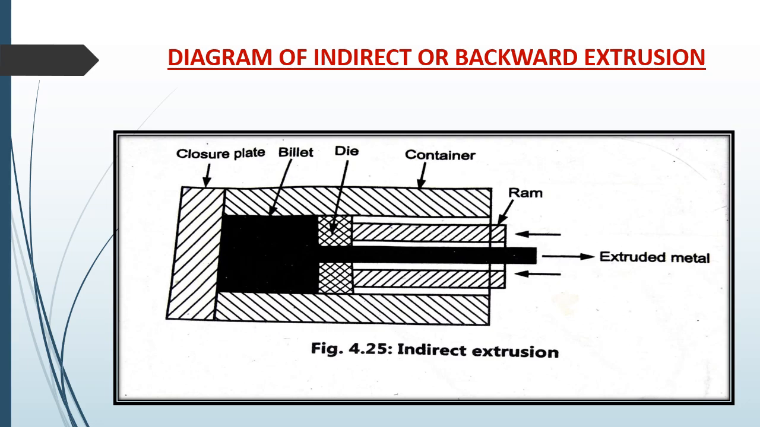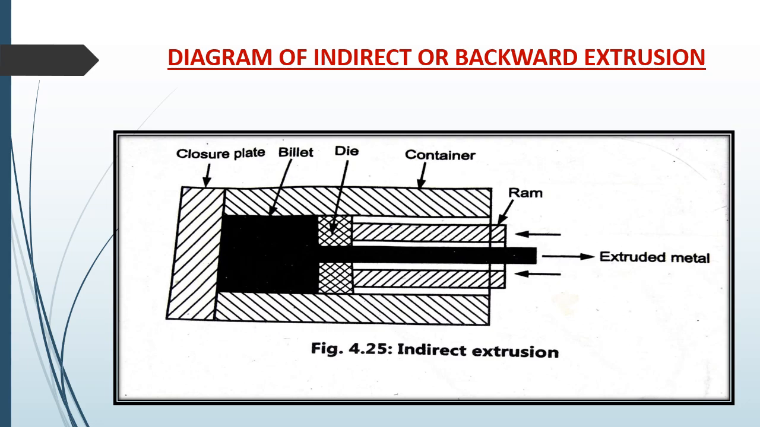The difference is that here the ram is hollow, whereas in direct extrusion the ram was solid. One more difference is that the extruded metal direction and the ram direction are opposite. In direct extrusion, the ram and extruded metal direction were the same, so it was called forward extrusion. But in this extrusion, the ram and the extruded metal direction are opposite, so we call it backward or indirect extrusion.